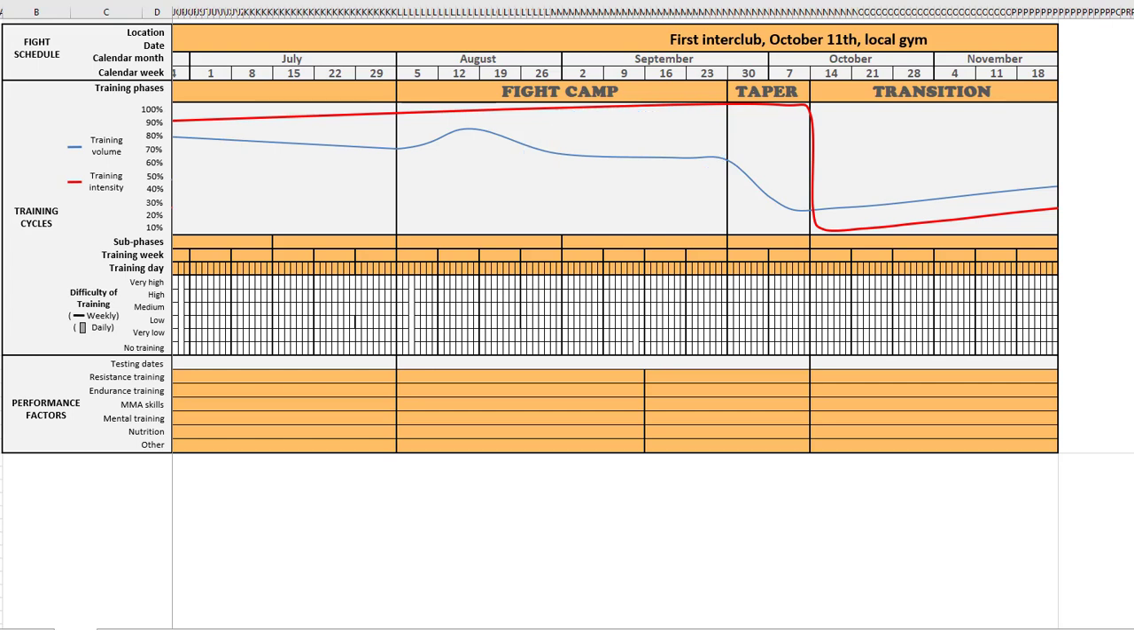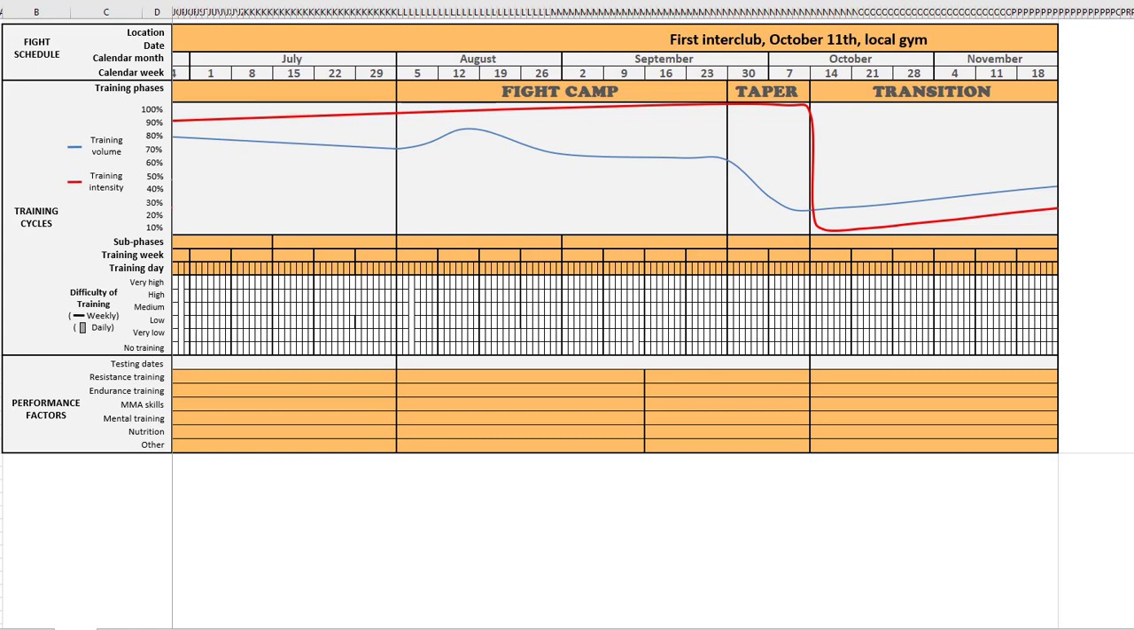So after the fight camp comes the taper. So place another blue dot around the 35% mark after the first taper week, and another blue dot around the 20% mark after the second taper week, then simply connect the dots. Now, training intensity should be maintained at about 100% throughout the taper. So draw the lines as shown here. And again, the purpose of this is to maintain performance by working out at a very high intensity and dissipating fatigue by drastically lowering your training volume, which again should bring about a peak in your performance for the fight.